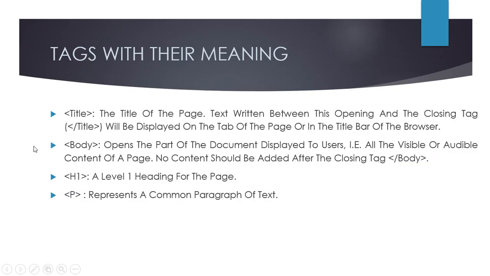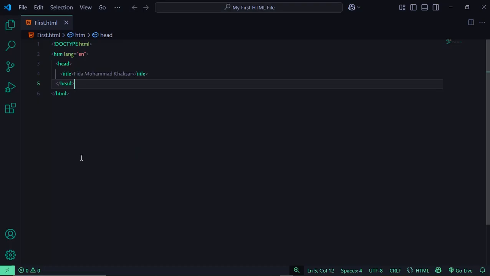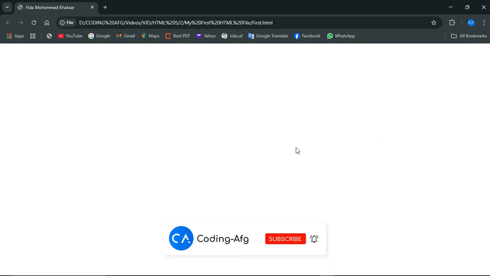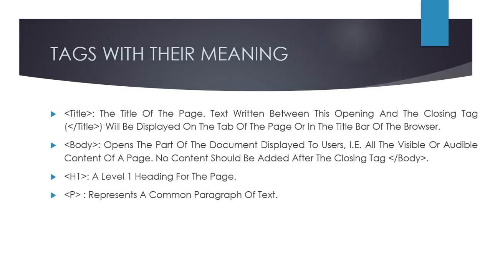Then we have our body tag. Body tag opens the part of the document displayed to users. What? Displayed to users. This part. This is all the body of our web page. So if we want to write something in the body, we have to use our body tag. All the visible or audible content of a page. No content should be added after the closing tag.